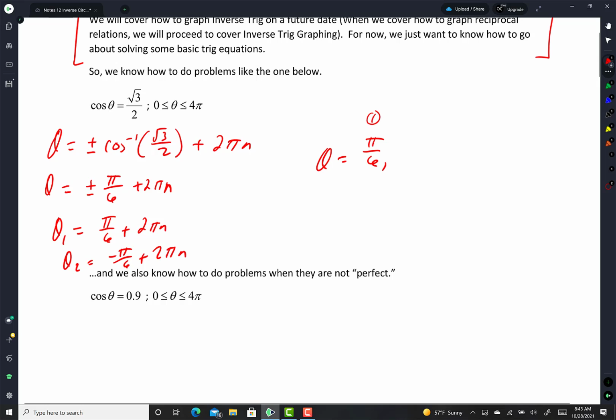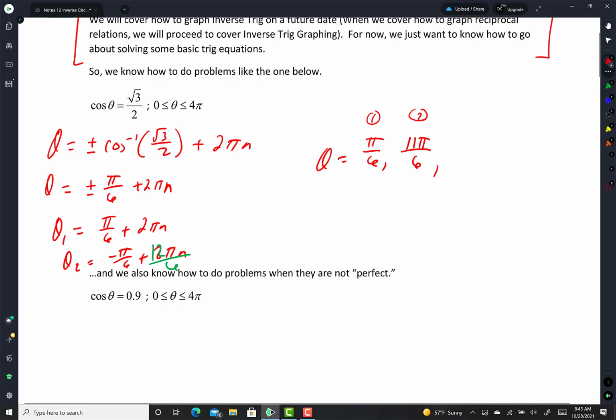The next one comes from equation 2. Negative pi over 6 plus 2 pi. So you can consider that 2 pi like a 12 pi over 6, because 12 divided by 6 is 2, right? So 12 minus 1 is 11. So this is 11 pi over 6. That comes from equation 2, or just knowing that cosine of 11 pi over 6 is square root of 3 over 2.